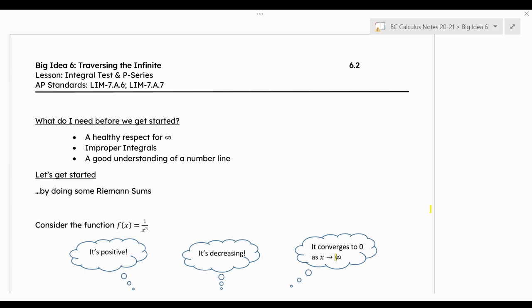We're going to talk about another series convergence test today. It's called the integral test. And then an offshoot of that will be a p-series test. So what do you need? You need, again, a healthy respect for infinity.